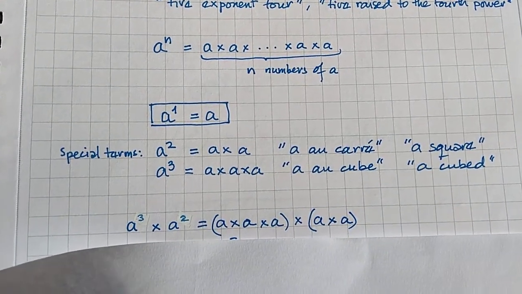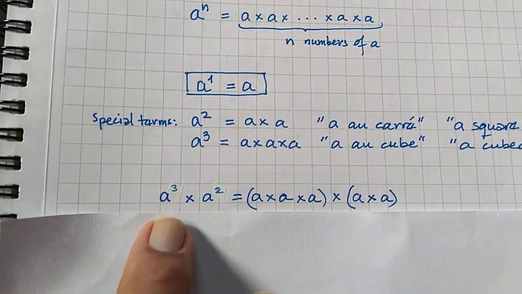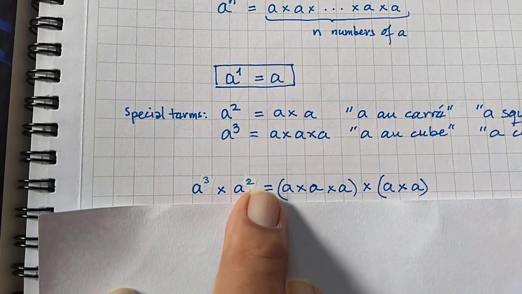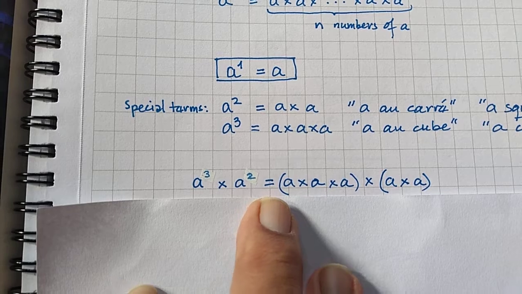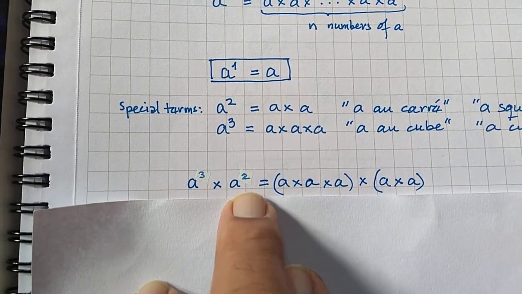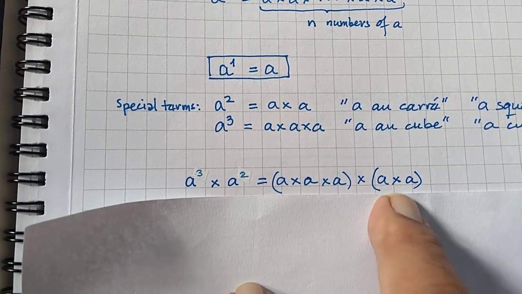Okay. Now we come to, suppose I have a fois a la puissance 3 fois a la puissance 2. What does it equal? It equals a fois a fois a, that is this one, the first one, into a au carré, a fois a.